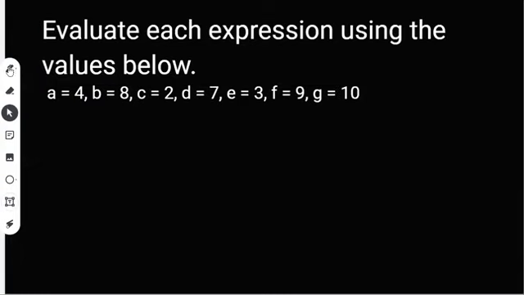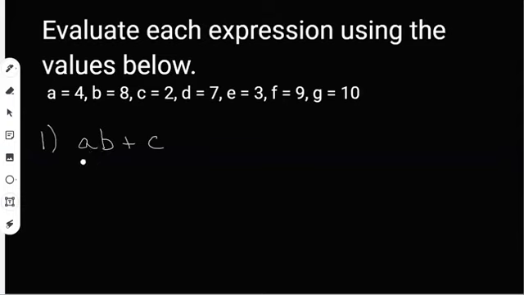Okay, let's take a look at number 1. All right, the first one we're going to do is A times B plus C. So here we're given the expression AB plus C. And we know what A is. We know that A is 4. We know what B is because B is equal to 8. And we know what C is because C is equal to 2.